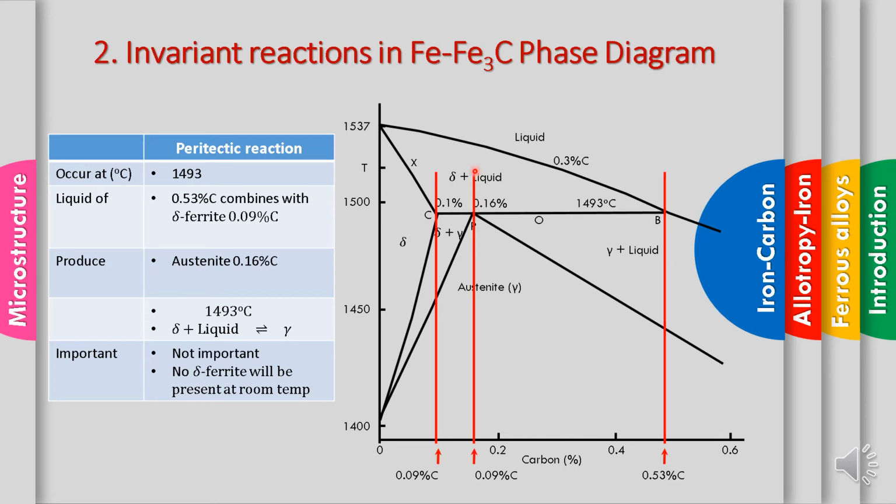During solidification, delta plus liquid will transform straight away to austenite. This region is not so important, but note that no delta ferrite will be present at room temperature, because this is quite a high temperature.